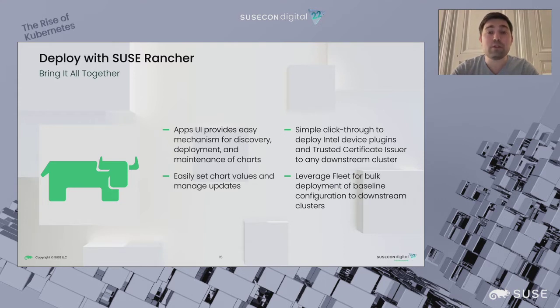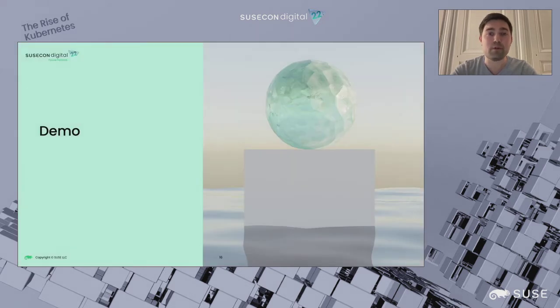You can leverage Fleet to deploy the same baseline configuration of the device plugin, the Trusted Certificate Issuer, and Istio to all of these clusters at the same time, at the same revision, ensuring everything is exactly matching how you want that configuration to be. So Fleet is very helpful for reducing toil and managing configuration in this type of scenario. Let's go ahead and move over to our demo.